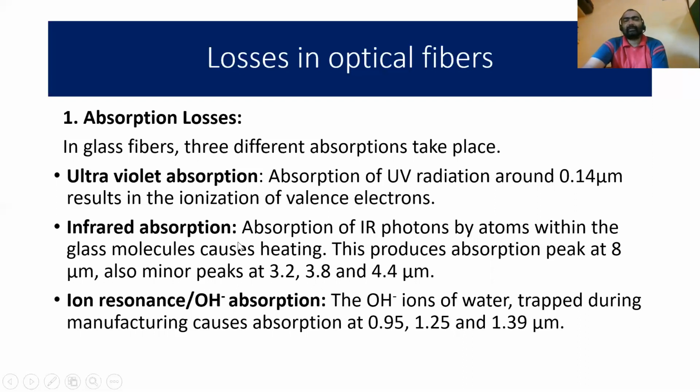Next one is infrared absorption. Absorption of IR photons by atoms within the glass molecule causes heating. Whenever infrared light passes through the core material, the glass material itself absorbs some amount of infrared light, and it gets converted into heat energy. So there is some loss of energy. This produces an absorption peak at 8 micrometers. 3.2, 3.8, 4.4: so 8 micrometers is the major peak, and 3.2, 3.8, 4.4 are the minor peaks.